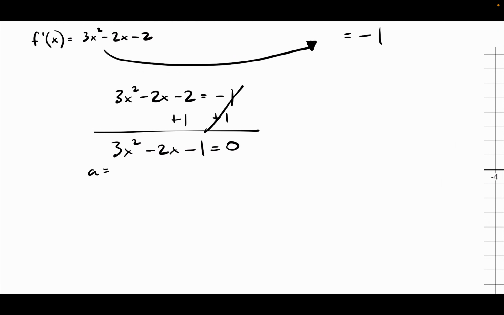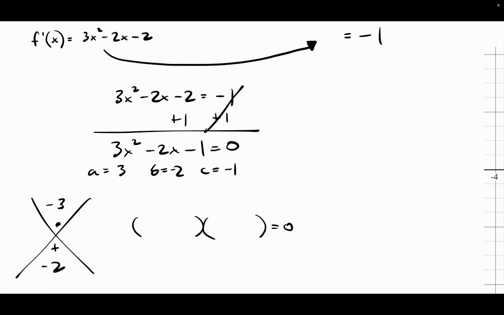So let's see. A is 3, B is negative 2, C is negative 1. I need to find the two numbers that multiply to be negative 3 and add up to be negative 2. Negative 1 and positive 2? Close, but it doesn't multiply to be negative 3. Or negative 3, positive 1.